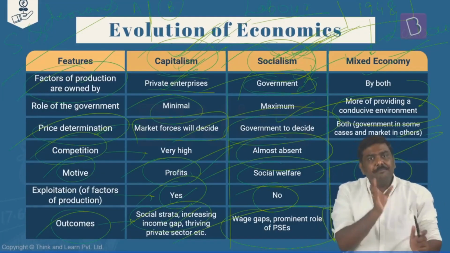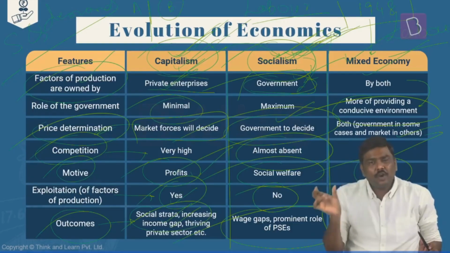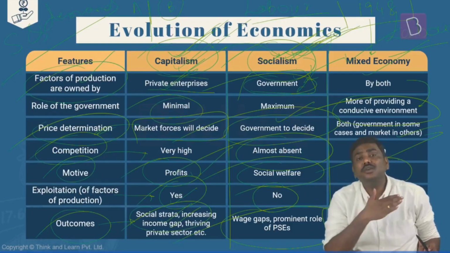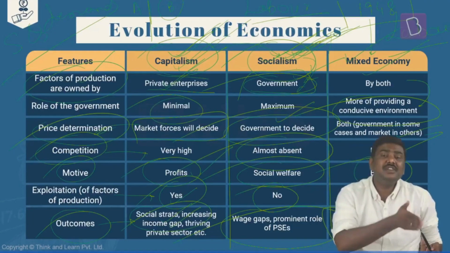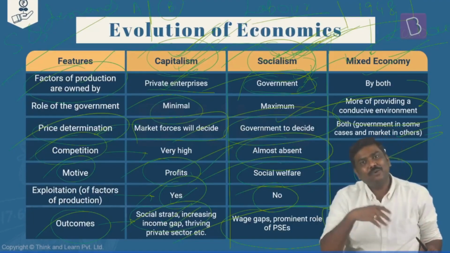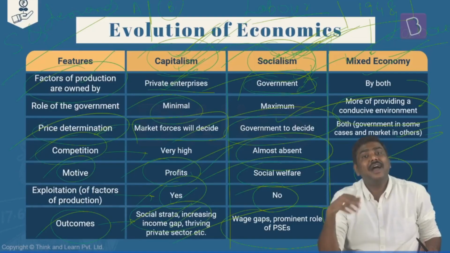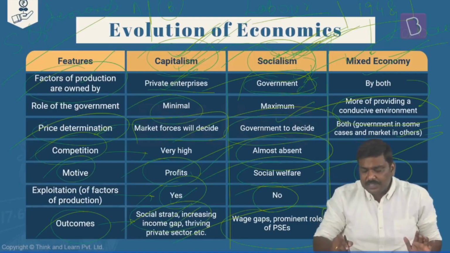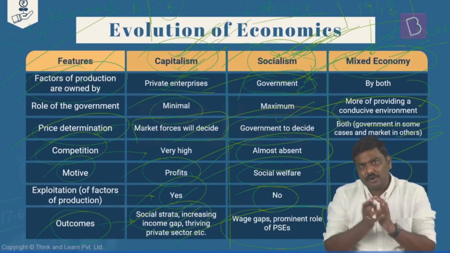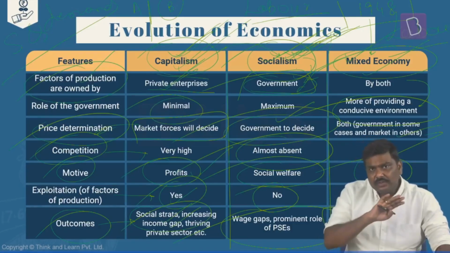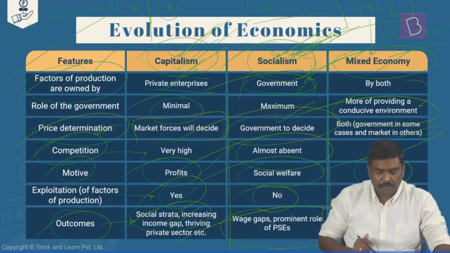So these are the three important models of the economies which have been used across the globe over a period of time. Initially, we started with capitalism. As a reaction to capitalism, socialism emerged, and now most of the economies are basically following the concept of a mixed economy itself. Right? So this is how the evolution of economics has happened over a period of time.